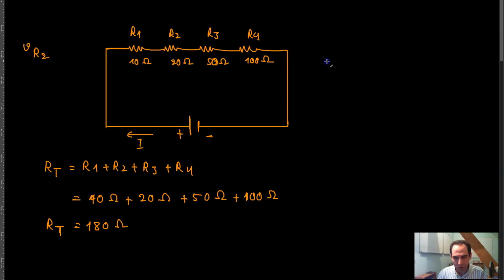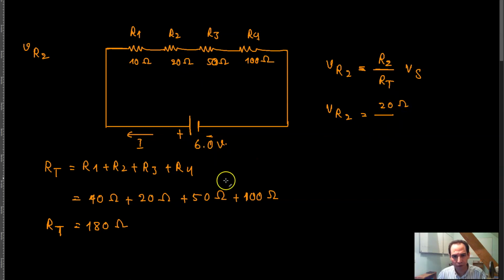Now the voltage drop across R2, V of R2, based on the formula that we derived below, is R2 over R of t times V of S. Over here the power supply is 6.0 volts. So V of R2 would be equal to R2, which is 20 ohms, divided by 180 ohms, times V of S, which is 6.0 volts. Ohms and ohms cancel out. That would be 2 to 18, which is 1 to 9. So that's 1/9 of the power supply voltage.